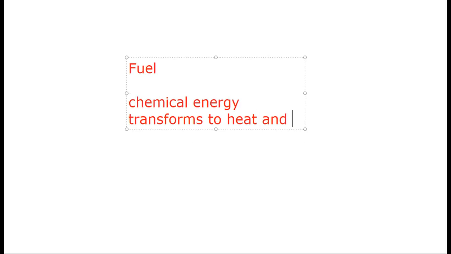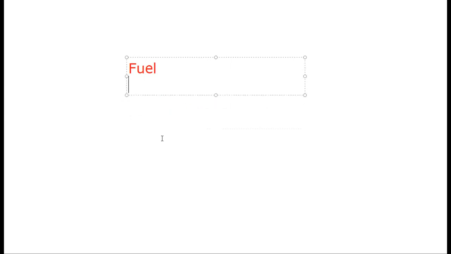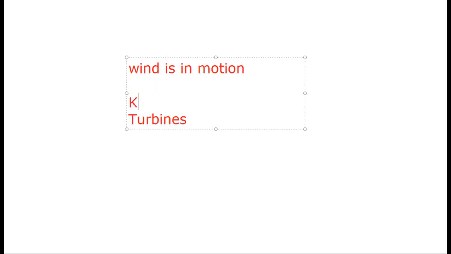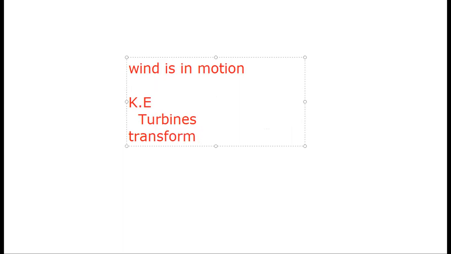Another example. We can use turbines. How can we generate electricity from wind? Look, how do people generate electricity from wind? Wind, as you know, is in motion. Always, when we say wind, wind is in motion. So what type of energy is in the wind, since it's moving? It's kinetic energy. So we can use this kinetic energy of the wind to move these turbines. When these turbines move, we can transform the kinetic energy of the wind to what? To electrical energy.